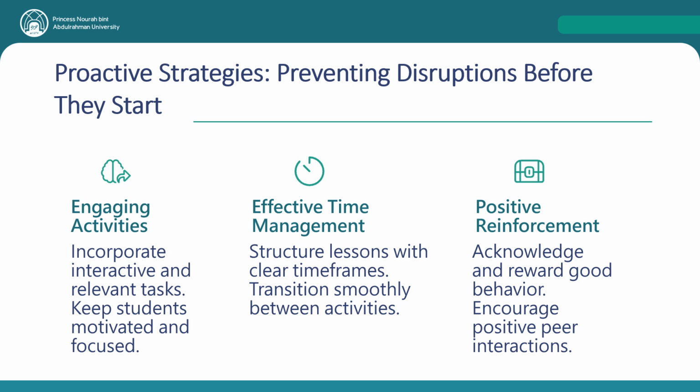2. Effective time management. Every lesson should have a clear structure with allocated time for each activity. Example, if a group discussion is planned for 10 minutes, use a visible timer to help students stay on track. 3. Positive reinforcement. Acknowledge good behavior instead of only addressing misbehavior. Example, I love how Ali is raising his hand before speaking. This encourages others to follow.